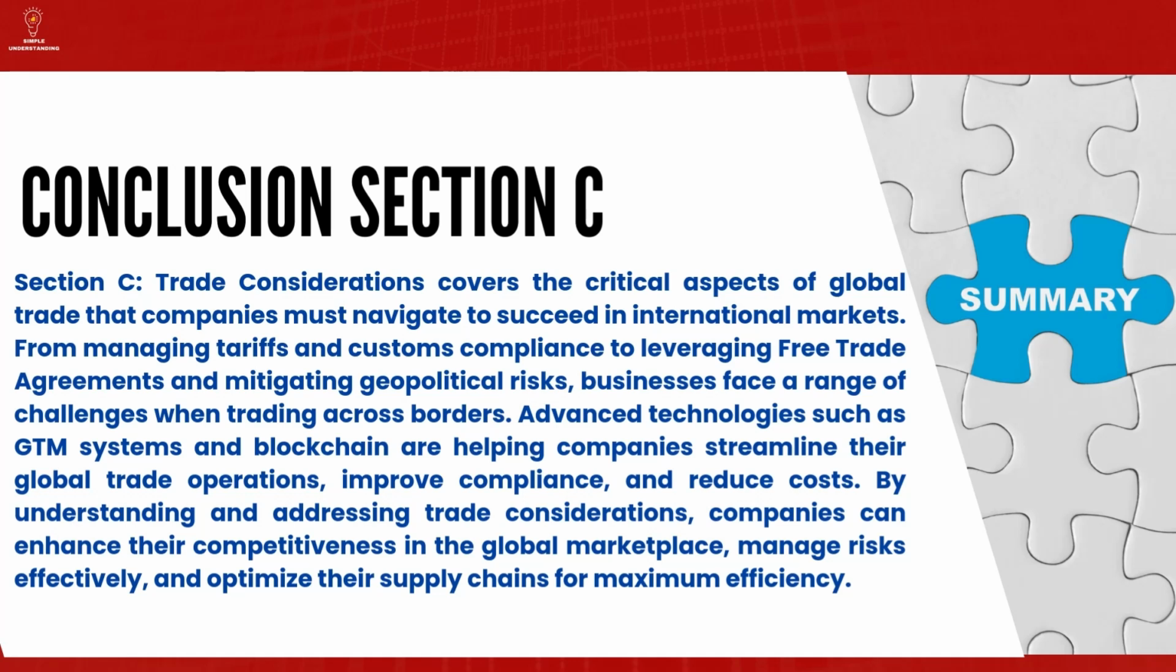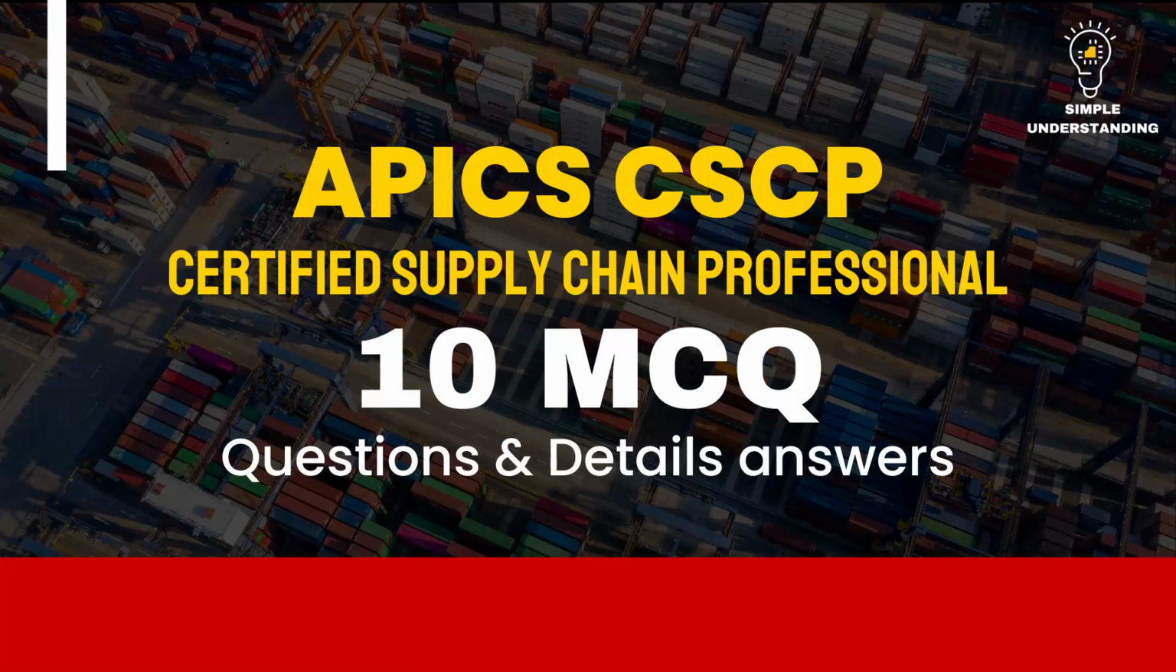Advanced technologies such as GTM systems and blockchain are helping companies streamline their global trade operations, improve compliance, and reduce costs. By understanding and addressing trade considerations, companies can enhance their competitiveness in the global marketplace, manage risks effectively, and optimize their supply chains for maximum efficiency. Let's take a small practice test for Section C.